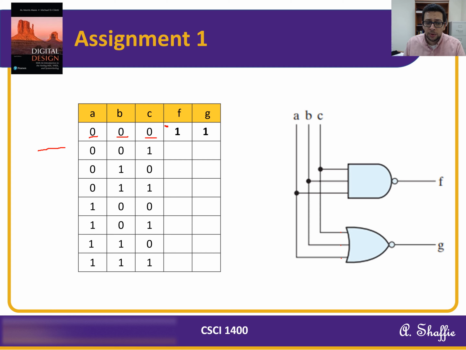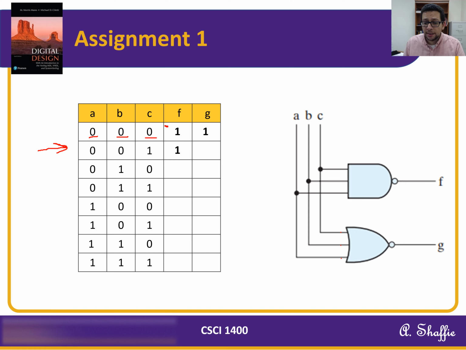Let's go to the second combination of the inputs, 0, 0, 1. Since we have an AND gate, as long as I have 0 in the inputs, the output will be 0, and I have a bubble, so it will be 1. For G, since I have 1 in the input and this is an OR gate, I expect the output will be 1, and I will invert it because of this bubble, so the output would be 0.